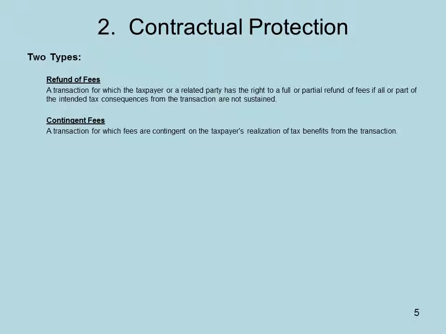The contractual protection category involves consultant or promoter engagement agreement provisions that provide either 1. That the taxpayer has a right to receive a full or partial refund of fees if all or part of the intended tax consequences from the transaction are not ultimately upheld or realized, or 2. Fees paid to the consultant or advisor are contingent on the taxpayer's realization of tax benefits from the transaction.